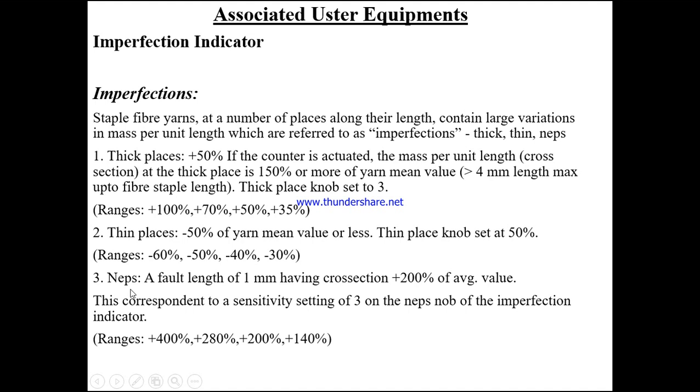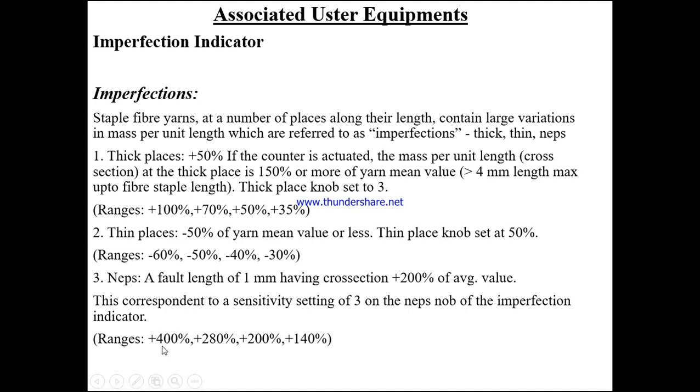Now next is the naps. A fault length of 1 millimeter only, but the cross section dimension is more than 200% of the average value. Okay, so more than 200% means more than double. If a nap is there, that means the dimension of that particular fault is 1 millimeter in the length of the yarn, and the diameter at that position is more than double the normal yarn diameter. So that is called a nap.